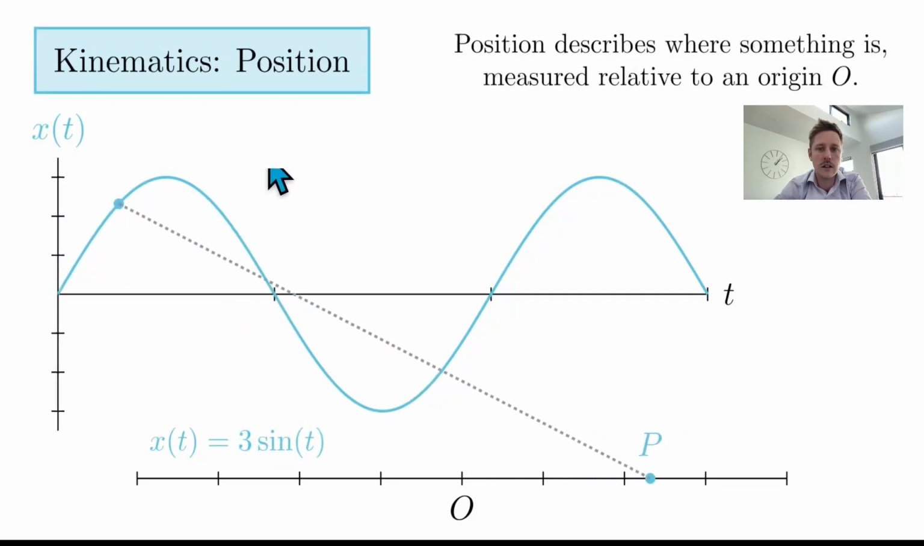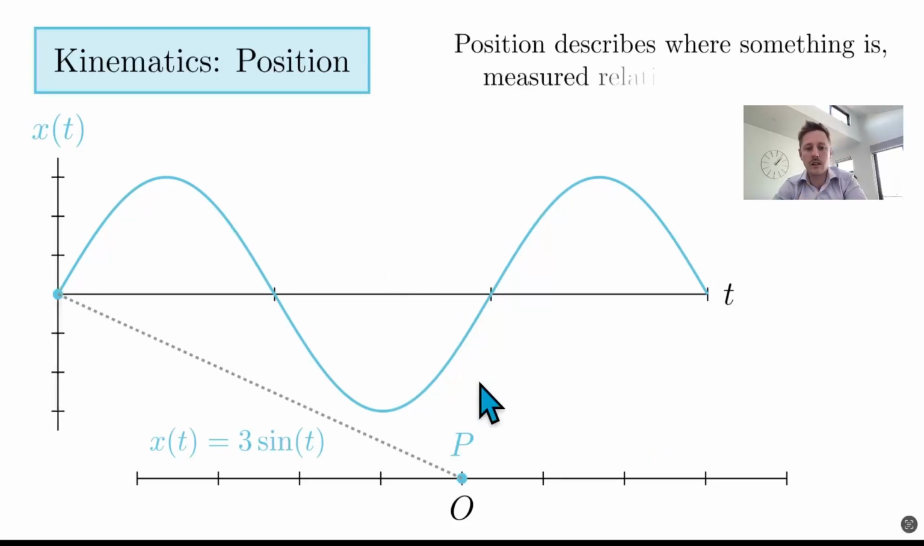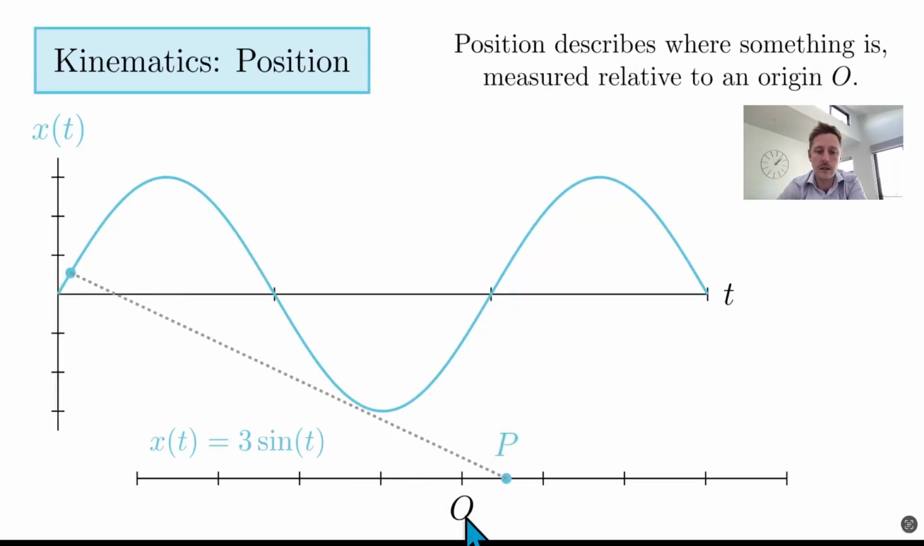So yeah, if we start here, position describes where something is measured relative to an origin. Throughout all of this explanation, just remember that the thing we're actually analyzing the motion of is this point P, and that's not going to change throughout the whole thing. That P is just going to move up and back. So we've got our origin at this point here, and the motion of P is just going to go up to here and come back.